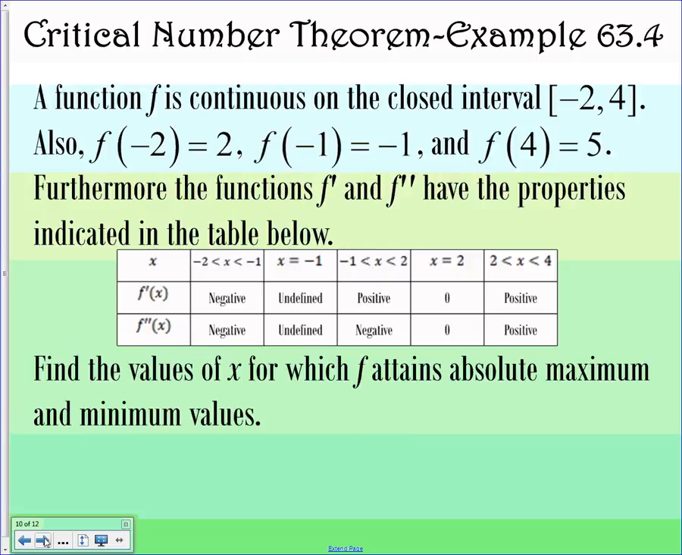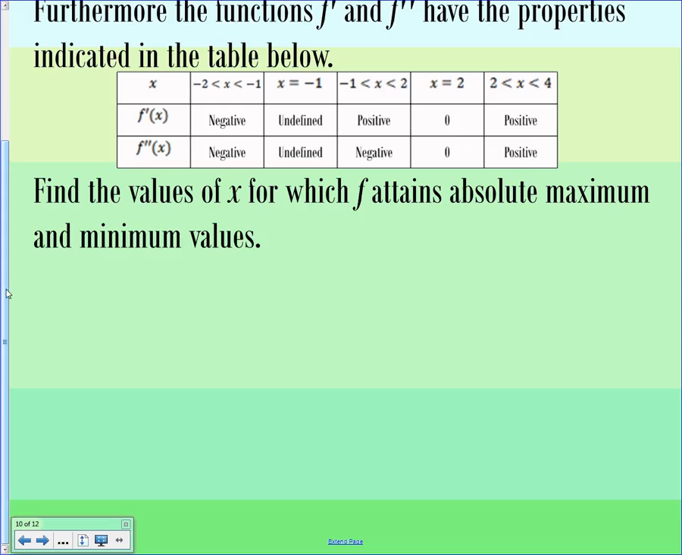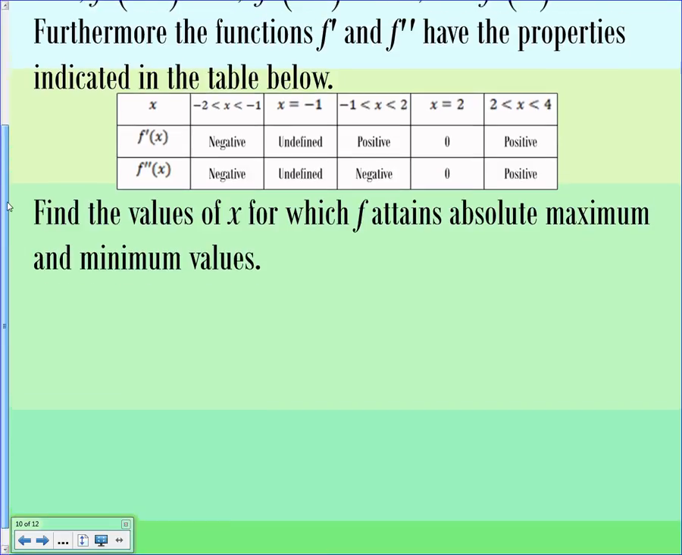Looking at this next one. A function f is continuous on the closed interval from -2 to 4. Also, f of -2 equals 2, and f of -1 equals -1, and f of 4 equals 5. Those are 3 points that are going to be on our graph. Then it says, furthermore, the derivative and the second derivative have the properties as indicated in the table. And we want to find where it obtains a minimum and a maximum on the interval from -2 to 4. So what you're going to want to do on these is actually do a little graph.